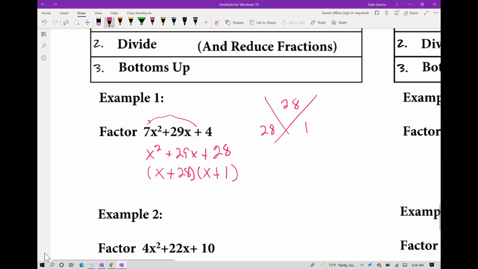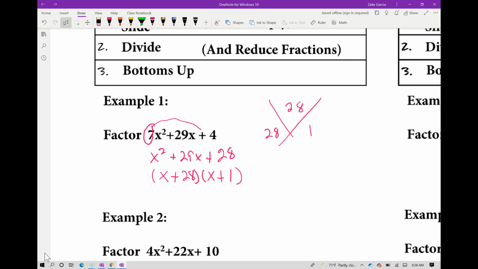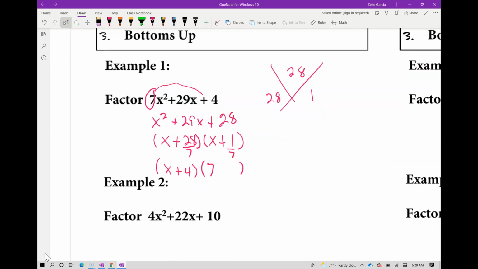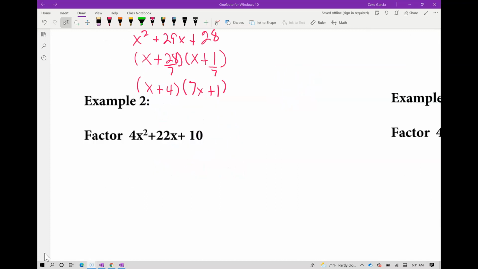Now remember, we have that 7 that we put to the side. Now what you're going to do is divide by 7. So one of the factors is going to be x plus 4. And since the other is a fraction, and we don't want a fraction, it's going to be 7x plus 1. You move it up, and the factors are going to be x plus 4 and 7x plus 1.